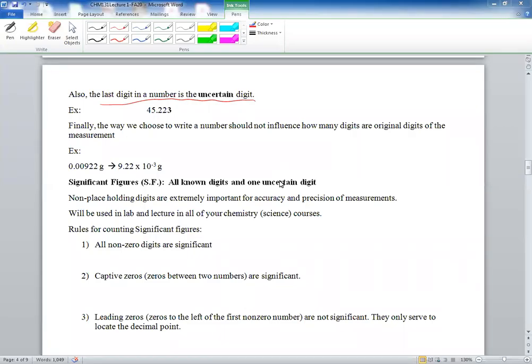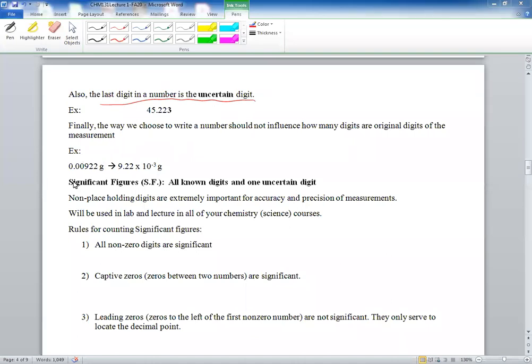As I stated in the last video, we can work with uncertainty as long as we account for what we call the known digits and one uncertain digit. Let's look at an example. It says here in the statement that I wrote that the way we choose to write a number should not influence how many digits are original digits of the measurement.